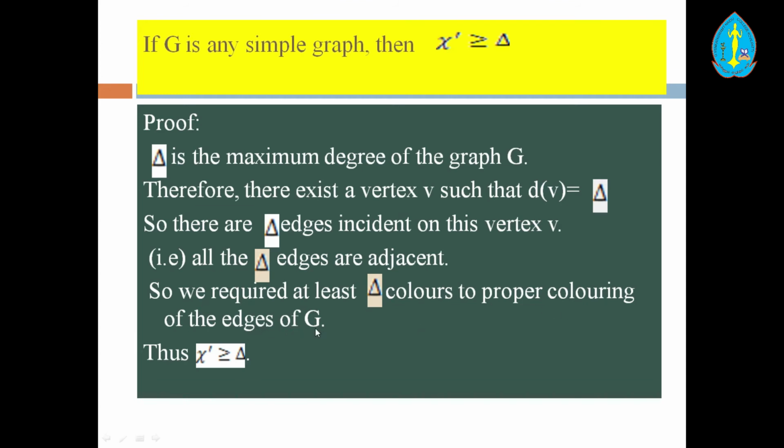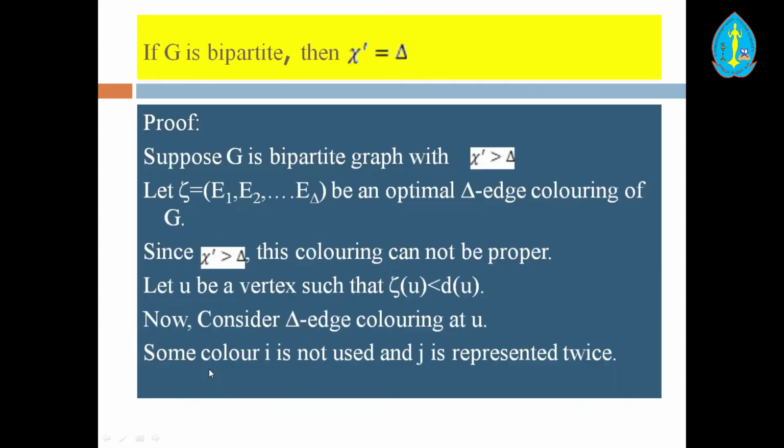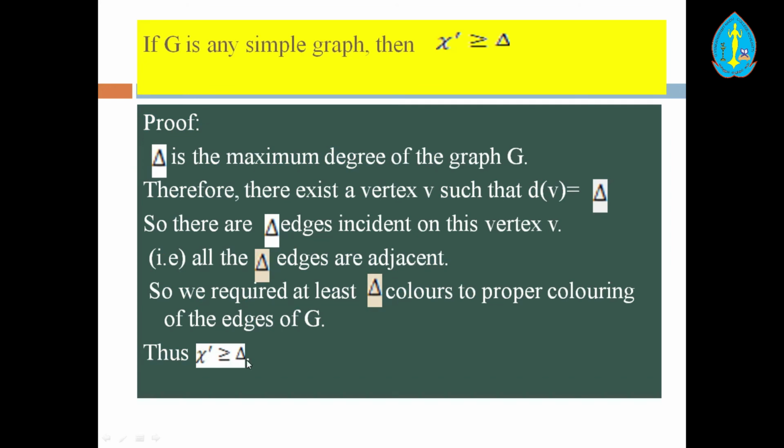That is, chi' is the minimum number of colors used in a proper coloring. So we require at least delta colors for a proper coloring of the edges of G. Therefore, chi' of G is always greater than or equal to the maximum degree of the graph. Here, if G is bipartite, then chi' equals delta. We know that for every graph chi' is greater than or equal to delta, and in the bipartite case we have to prove that chi' equals delta.